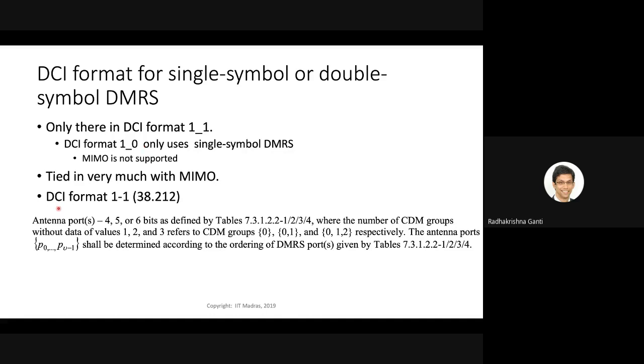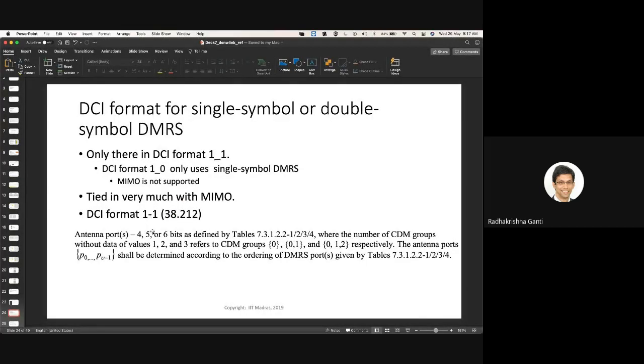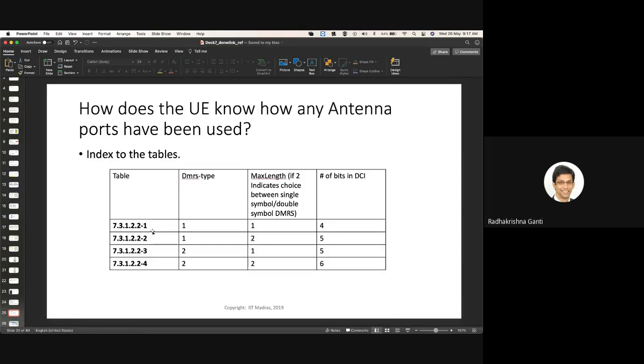The DCI format details are given in 38.212. In 38.212, some tables are given. We'll look at those tables now, and that will explain how this is done. Essentially, the question boils down to this: if the UE knows how many ports are used, then there's no issue at all. You can figure out which configuration is used, and therefore whether PDSCH is multiplexed with it or not. But how does it know?